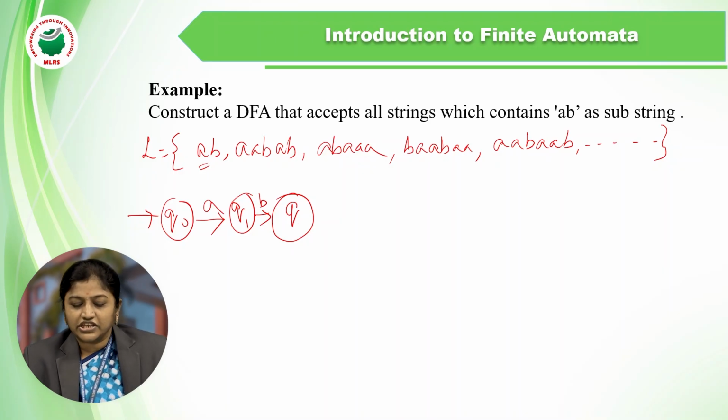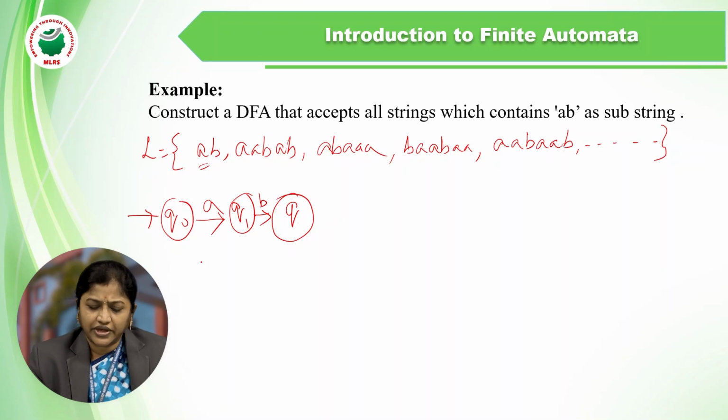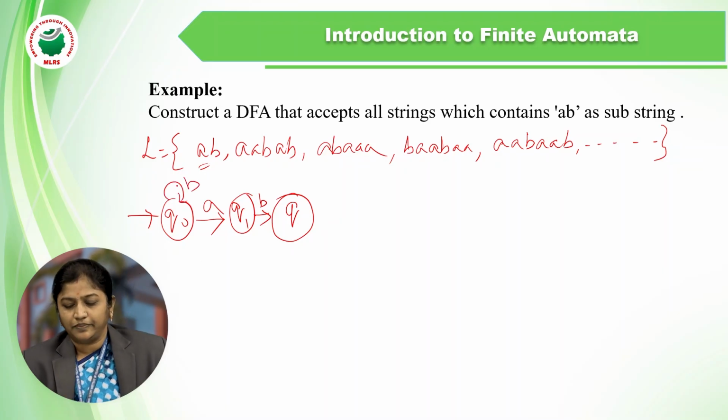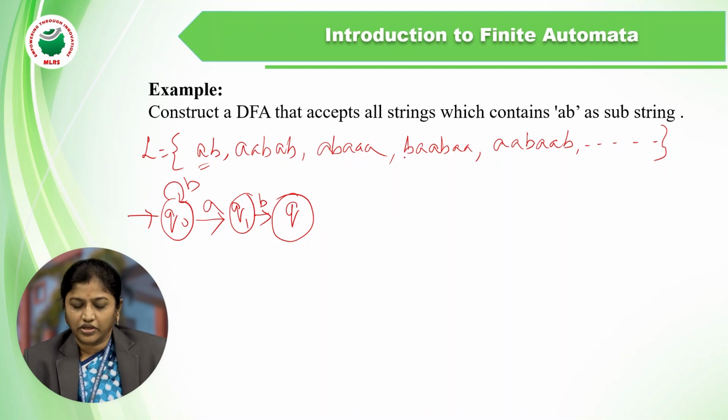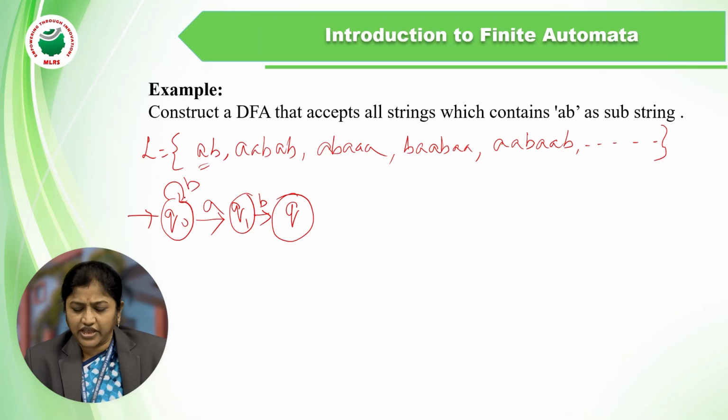See here, Q0, A is finished, right? So what about B? We can take a loop, because the string may start with B. So loop indicates that may or may not. It can start with B, right? If it takes A, already A is there. But if it starts with B, then from where it should go? So I have taken a loop. So B, Q0, A is over, B is over.